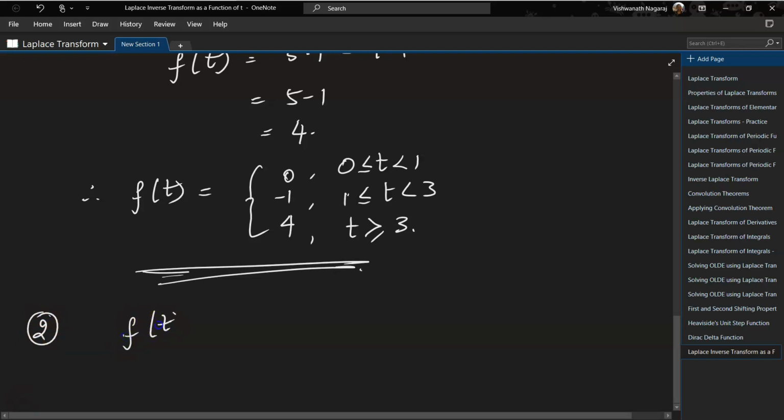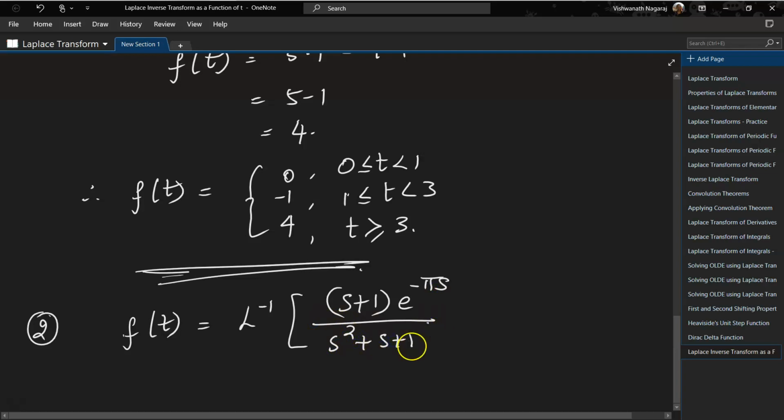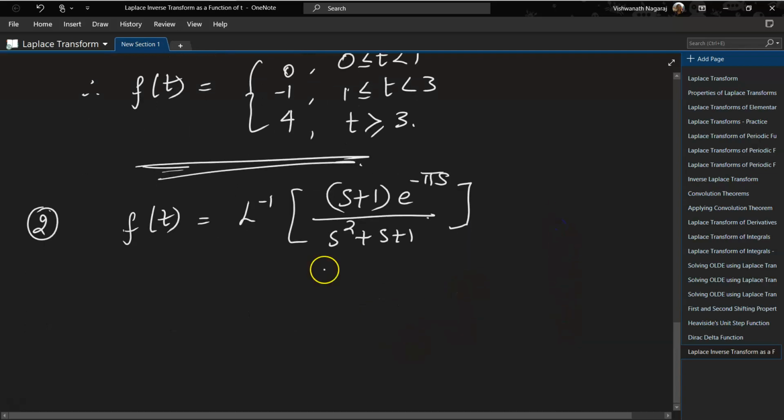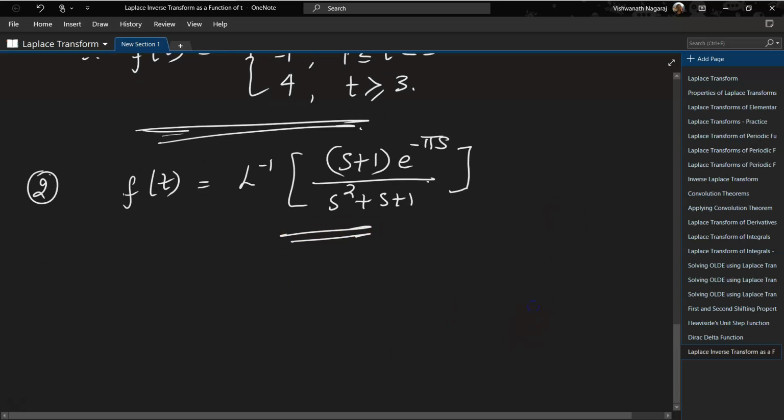Let's say f of t is equal to Laplace inverse of (s plus 1) e to the power of minus pi s by s square plus s plus 1. Again, what we have to do is write this as a function of t in terms of t. So let's take again part by part, s plus 1 by s square plus s plus 1.